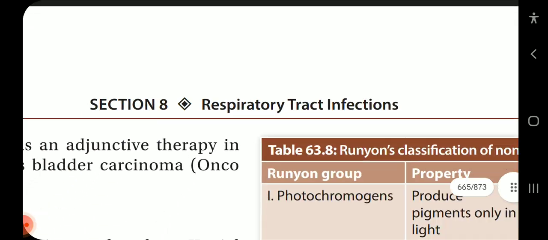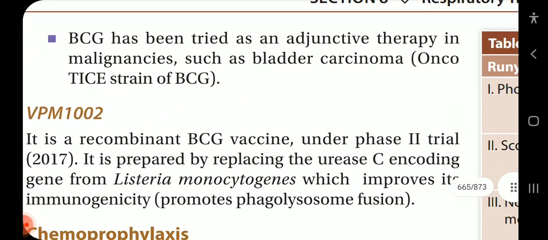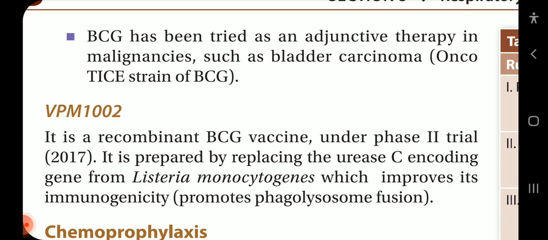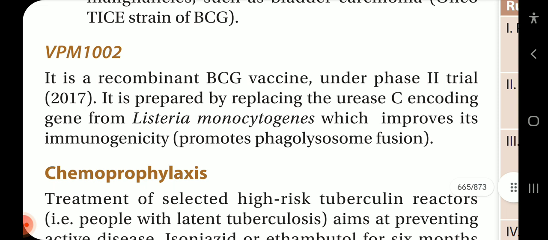Other uses of BCG are: BCG induces non-specific stimulation of the immune system, thus provides some protection against certain diseases such as leprosy and leukemia. BCG has been tried as an adjunctive therapy in malignancies such as bladder carcinoma, oncotype strain of BCG.